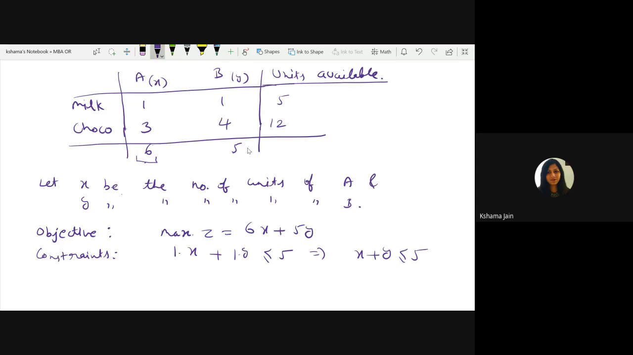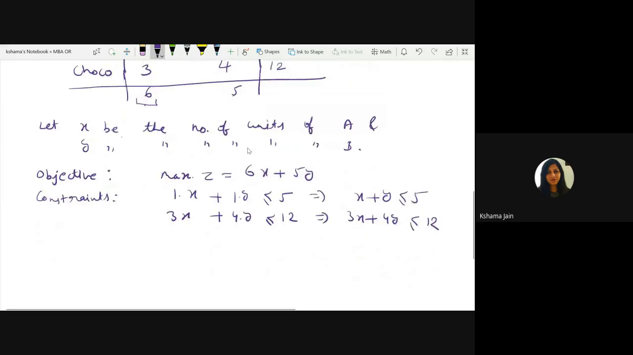Second constraint, same for Choco. A's per unit uses 3 Chocos. So we will take 3X plus 4 into Y, which is less than or equal to 12. So this will be our second constraint. After that, we don't have any constraint. Any doubt in this? No, ma'am. Then ultimately, non-negativity.